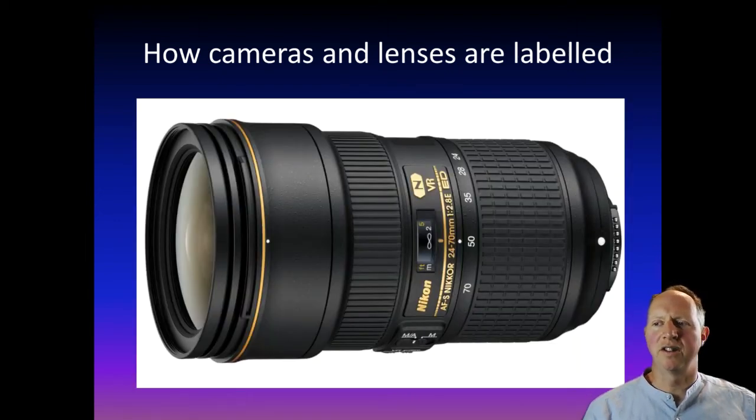And a Nikon example, so AFS, Nikon, AF there means it's an autofocus lens. 24-70 is wide to short telephoto. Actually it's very similar to the previous one, but this is designed for a full frame camera instead of an APS-C one. VR on there is vibration reduction, which is what Nikon call image stabilisation.